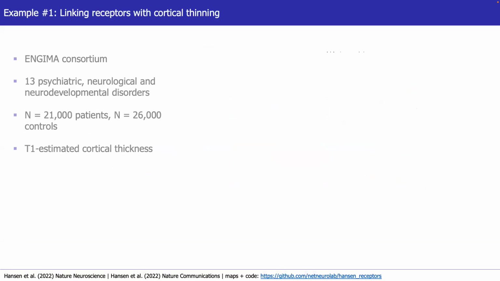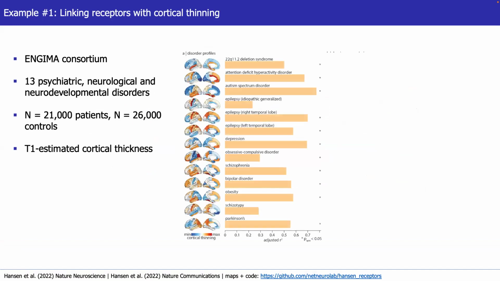So I'll give you one example. We have the map of all the maps of different neurotransmitter receptors. Obviously, the obvious question is, how do they map onto the cortical phenotypes of different diseases? So what we did was we queried the different ENIGMA consortia, and we got maps of cortical thinning for 13 different diseases. What you're looking at here are maps of T1 estimated cortical thickness, case control comparisons for these 13 diseases.